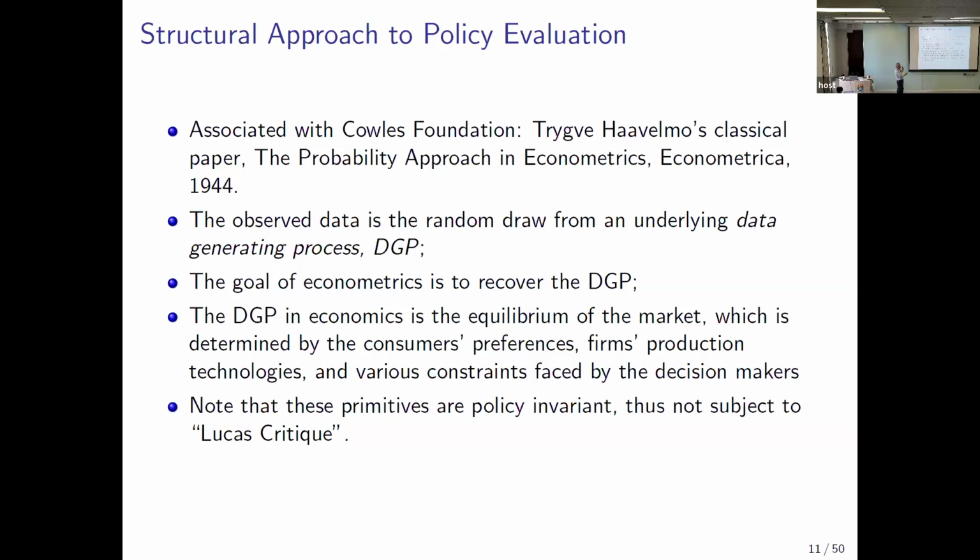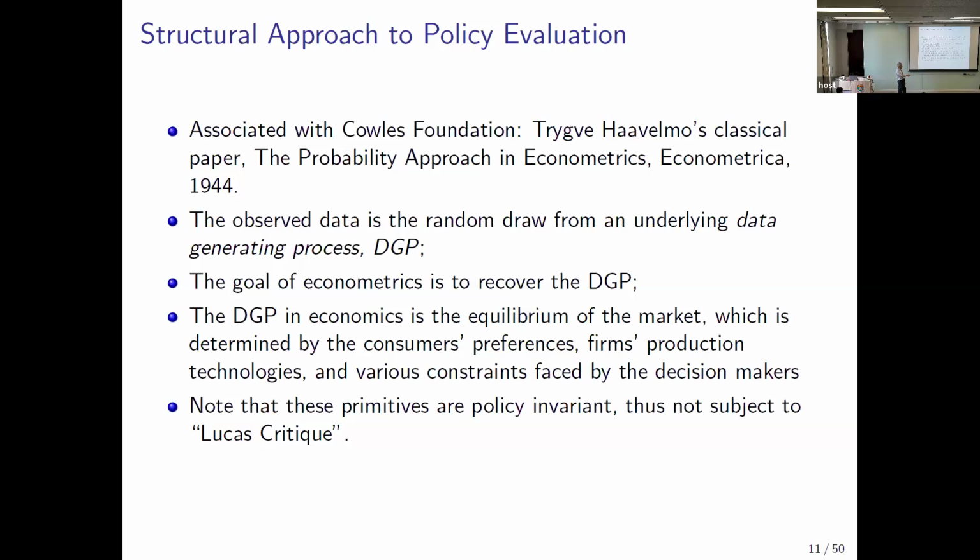We will be estimating some model using observed data, and the observed data will be considered to be generated from some underlying data generating process. The underlying data generating process is just a model you write down. The equilibrium of the model you are writing down is the underlying data generating process you are trying to recover from the data you observe. I will illustrate that using two of my papers. So the goal of structural econometrics is really to recover the data generating process, which of course depends on the parameters of the model that we are writing down. The data generating process in economics is the equilibrium of the market, which is determined by consumer preferences, firms' production technology, and various constraints placed on the decision makers.